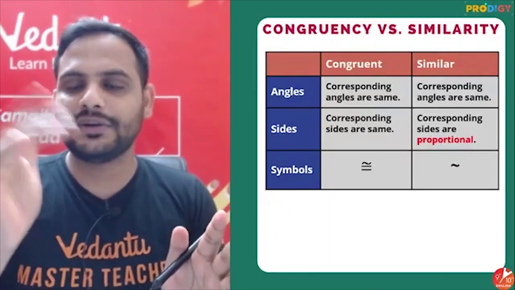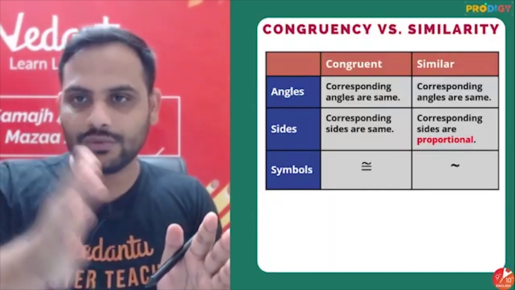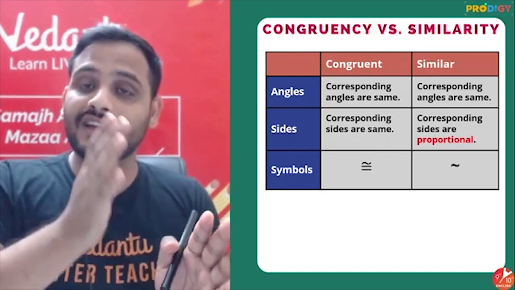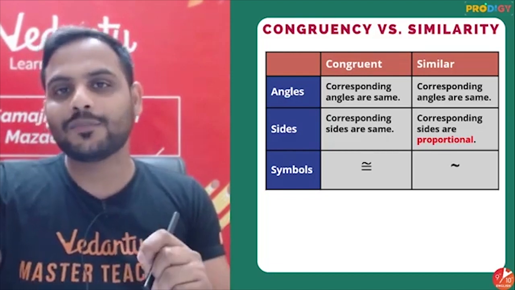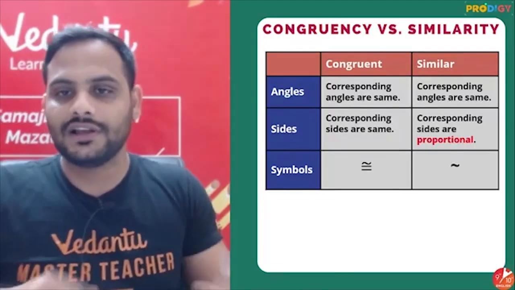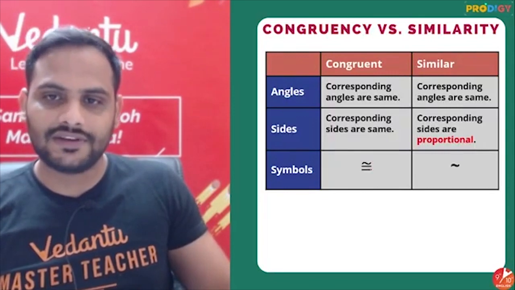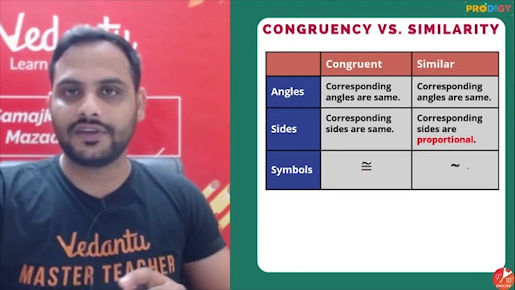So the difference between congruency and similarity: in congruency, corresponding angles are equal; in similarity, corresponding angles are also equal. In congruency, corresponding sides are equal, but in similarity, corresponding sides are proportional. And the sign for congruency is one wave, like this, with an equal sign above it. For similarity, only this wave sign.